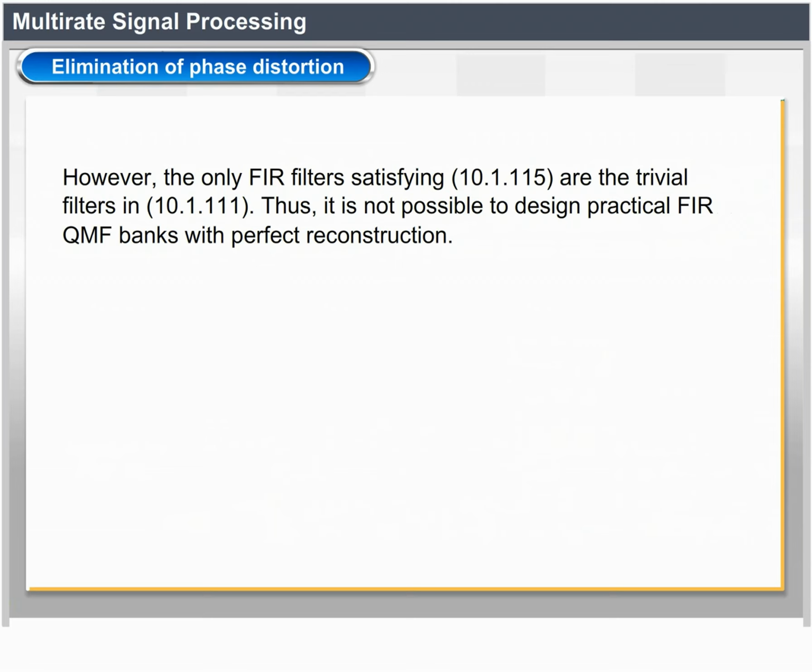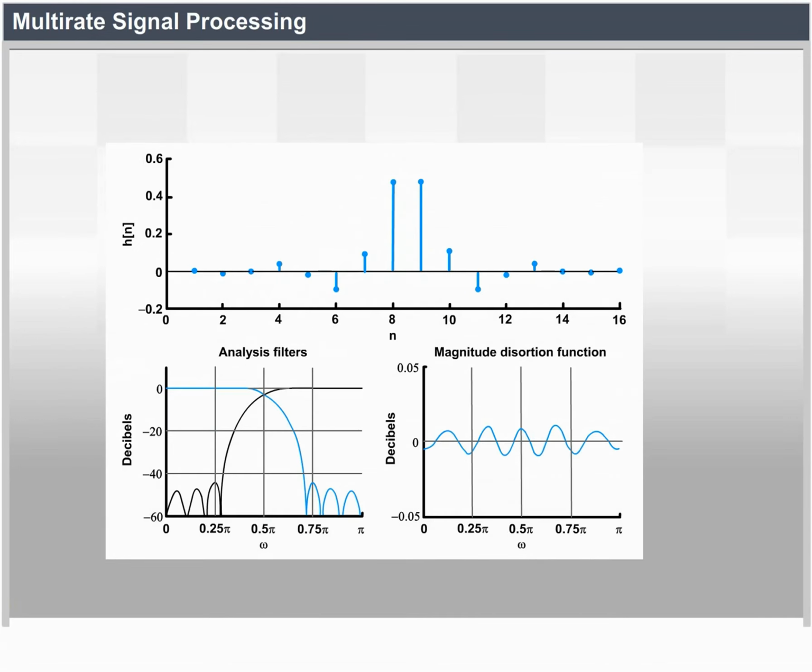Johnston, 1980, proposed a design technique based on minimization of the following criterion: J equal to alpha into integral omega s to pi modulus of H of e power j omega the whole squared d omega plus 1 minus alpha into integral 0 to pi within the bracket 1 minus modulus of T of e power j omega the whole squared d omega, called equation number 10.1.116, where alpha is a weighting factor in the range 0 less than alpha less than 1. Impulse response, magnitude responses and a magnitude distortion function for a QMF bank designed using the linear phase Johnston 16B filter.